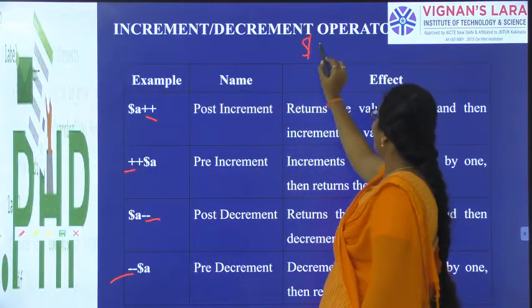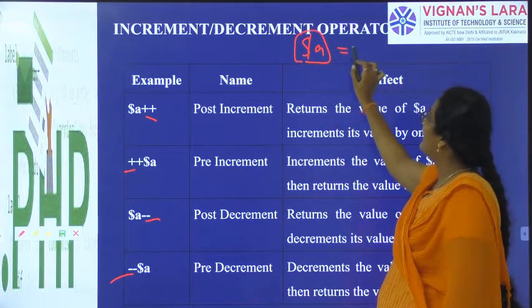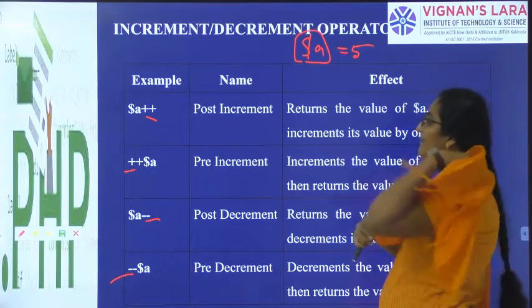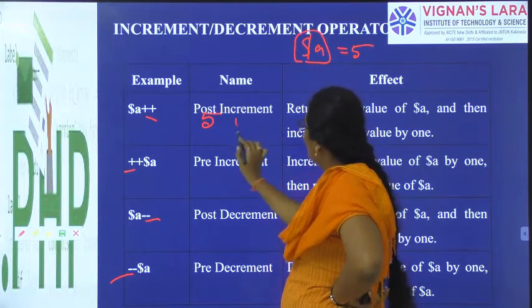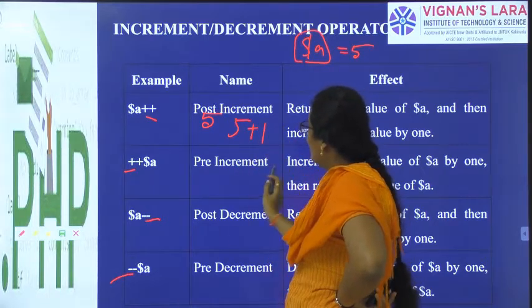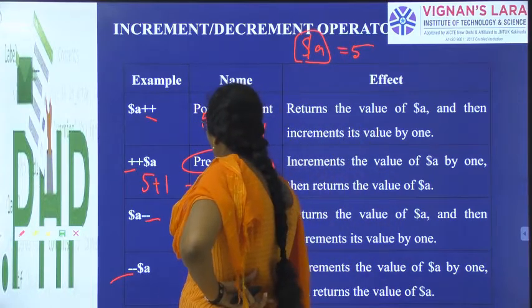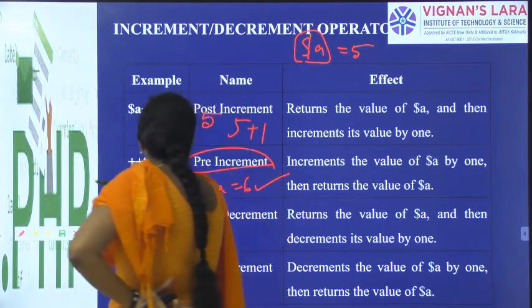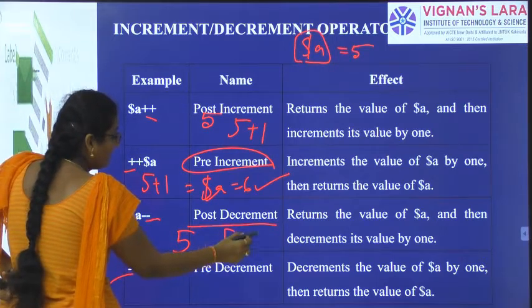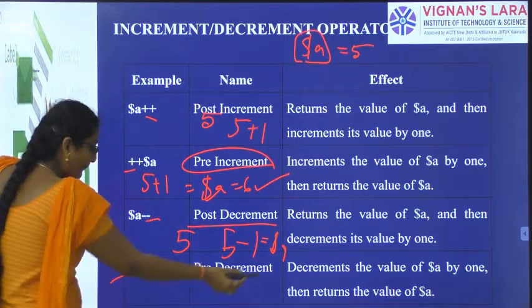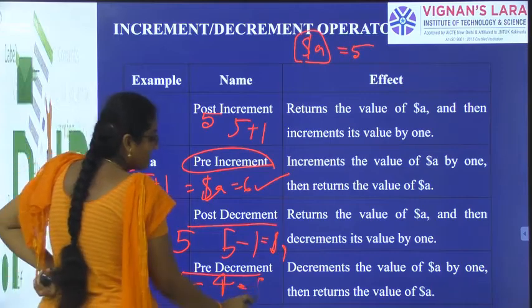If you consider $A as a variable, and the value of $A is 5, then what will happen in post increment? First 5 will be displayed as the output, then 5 plus 1 is done. In pre-increment, first 5 plus 1 is done, then $A equal to 6 is displayed as output. In post decrement, first 5 is displayed as the output, then 5 minus 1 is stored in $A. In pre-decrement, first 5 minus 1 is done, and 4 is displayed as $A.